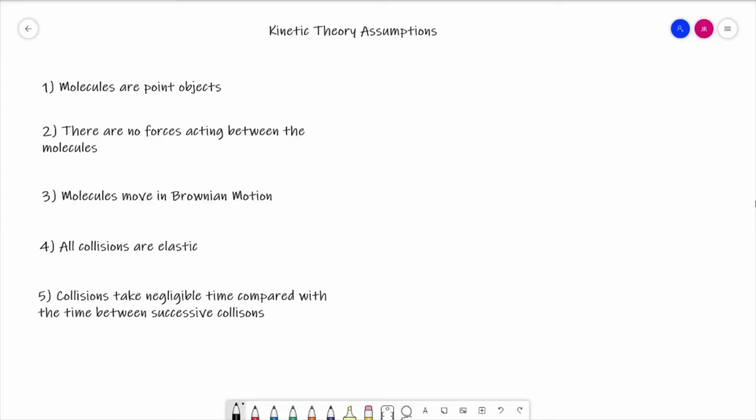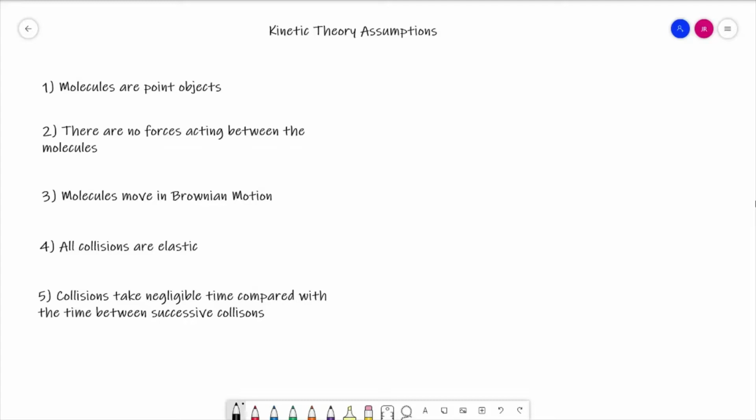Next then, almost the last thing that we're going to do in this video is have a look at the assumptions that we make in kinetic theory. Now, as you can see, there are 5 of them, and these 5 do have to be memorised. It could be a very simple exam question just to recite maybe 2 or 3 of these assumptions for a 2 or 3 mark question.